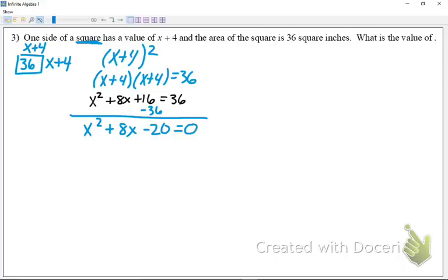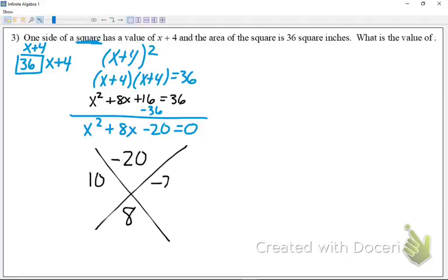So when we go to factor this, guys, we are looking for two numbers that multiply to negative 20 but add to a positive 8. Okay, those two numbers are going to be positive 10 and negative 2. Divide by A, divide by A. And when we pull those numbers out, we get that x equals negative 10 and positive 2.